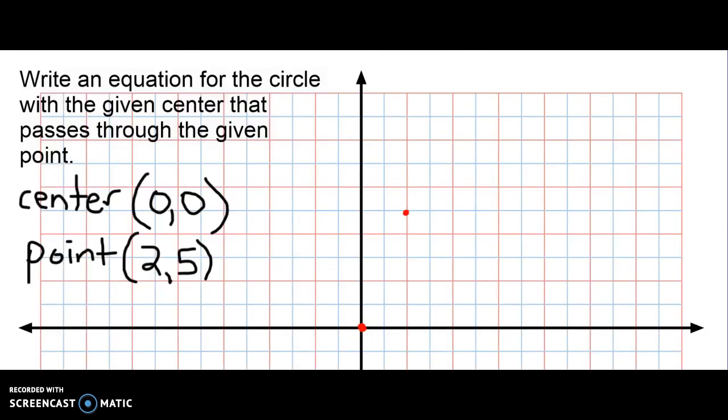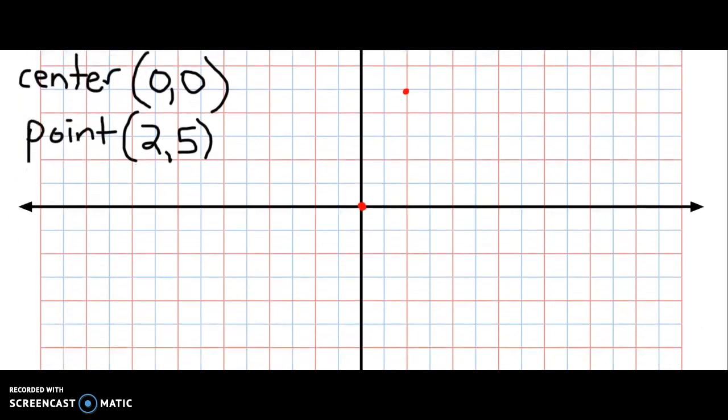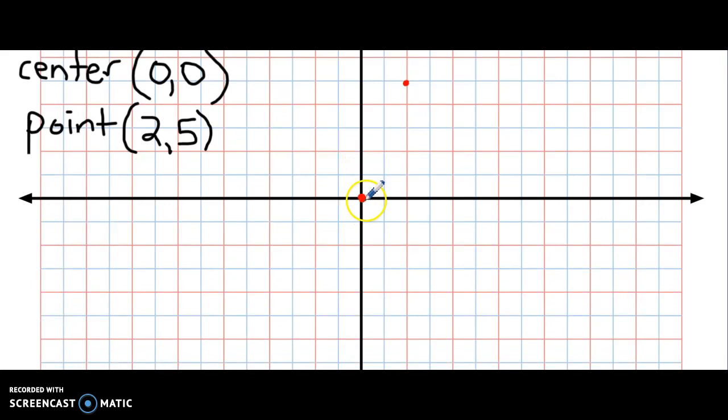Now if we're given the center and a point on it, I put my point 2, 5 and my center 0, 0, and I'm just going to count. So for my center, I go up 1, 2, 3, 4, 5, and to the right 2. So I'm going to continue doing the same thing. I'm going to go to the right 5 and down 2. Then I'm going to go down 5 and left 2, excuse me. And then over to the left 5 and up 2.